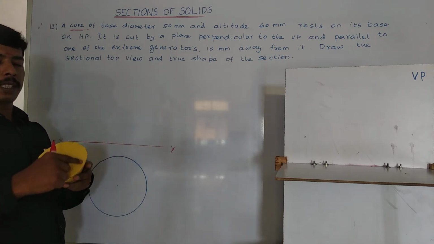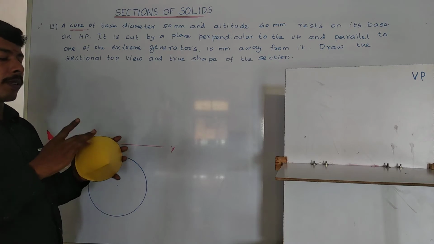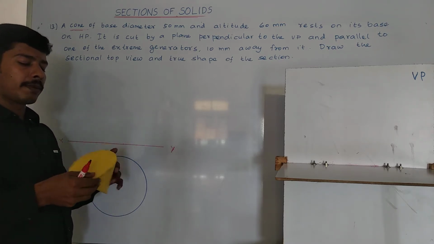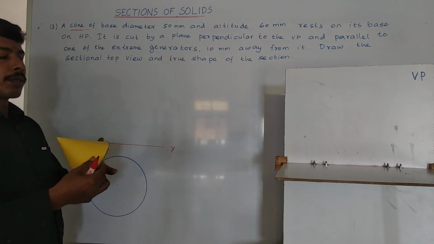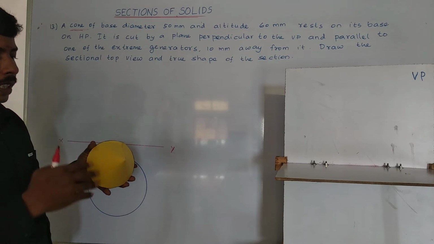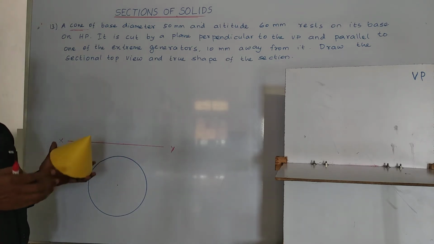Cone means the base is a circle and there is an apex. There are no edges here, no base edges. Base means it's a circle only. So face edges, nothing, we have no edges in a cone. Only a cylindrical, conical section is there. Conical shape is there.